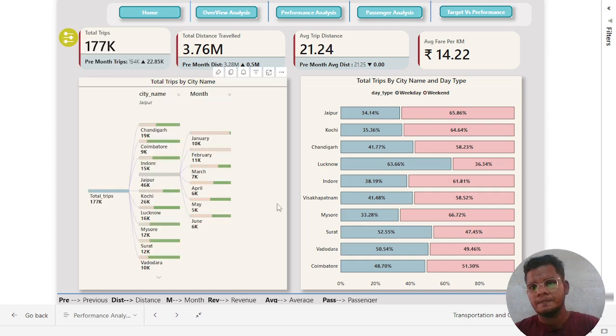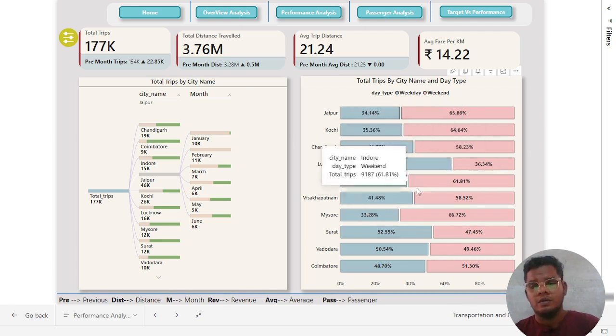And then see, the new passenger rate is very high in tourist cities, sorry, tourism cities. In Kochi, it's 64.64 percent on the weekend, and then Mysore 66.72, Visakhapatnam as well 52.52.